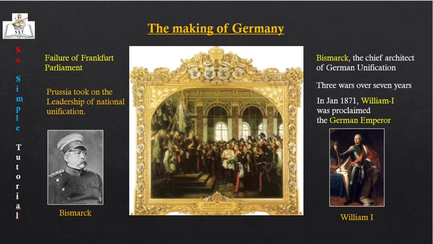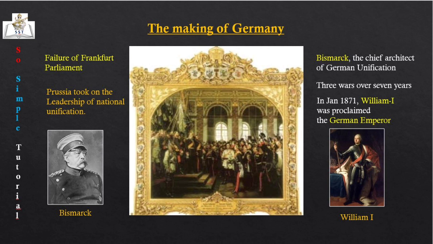Bismarck knew very well that in order to achieve the great goal of unification, Prussia will have to fight wars. So he carried out the task of German unification with the help of Prussian army and bureaucracy. They made up a strategy and fought 3 wars over 3 years with Denmark, Austria and France, which finally ended in Prussia's victory and completed the process of unification.